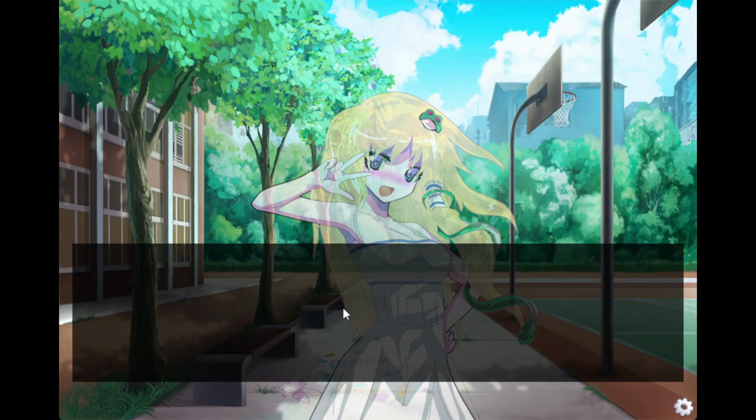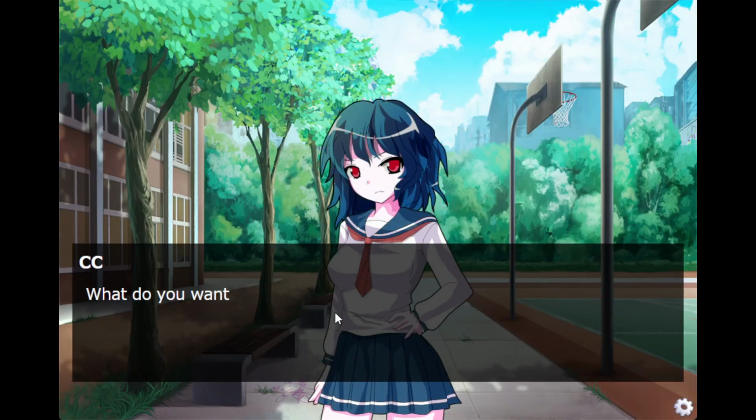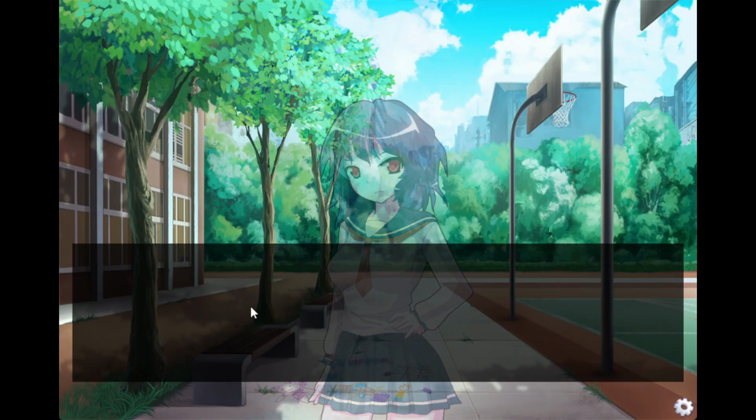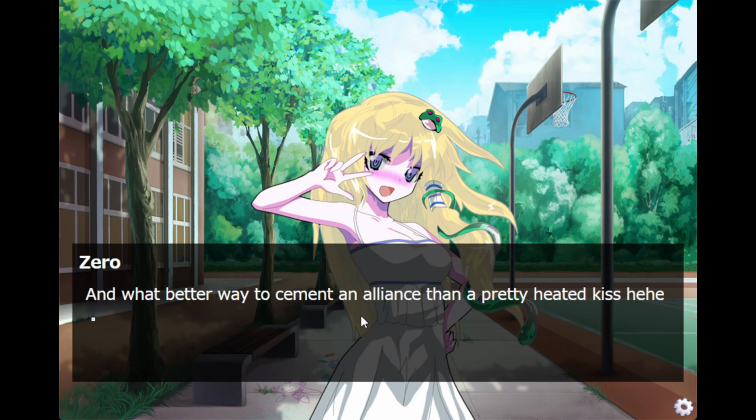Very shameless, very shameless. Cece, let go of your hand and face Zero. What do you want, Rito? Man, I'm getting Remember 11 flashbacks right now. Don't be like that, Cece-chan. There's nothing wrong with forming alliances. It's the only way to survive this game, right? And what better way to cement an alliance than a pretty heated kiss, huh?